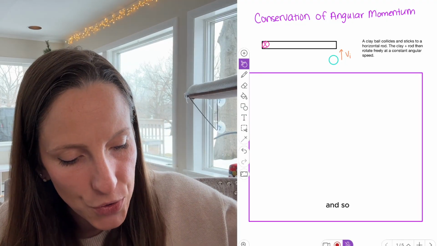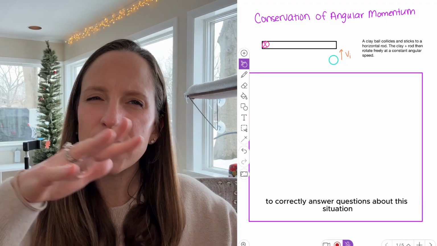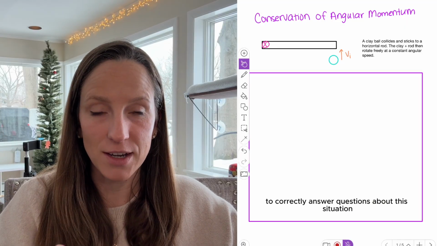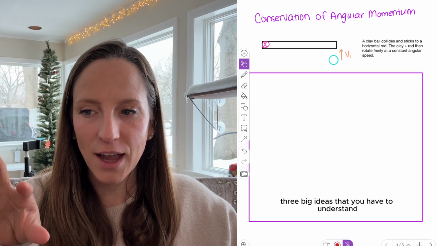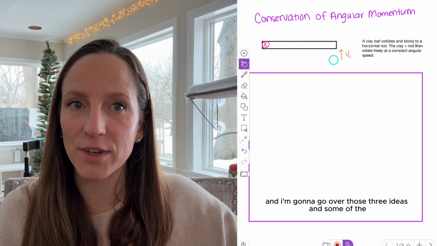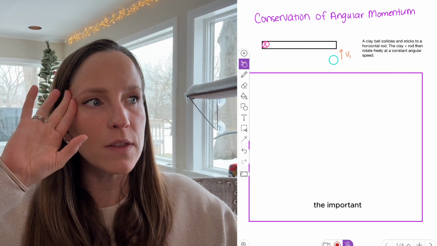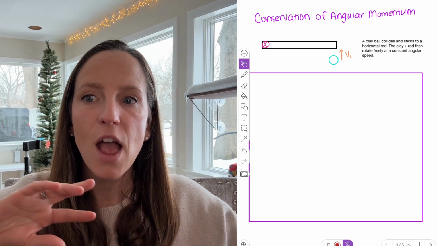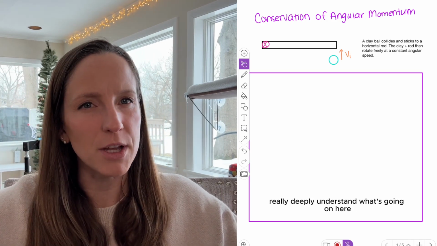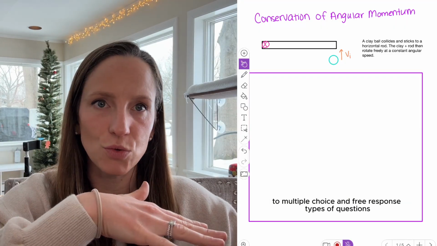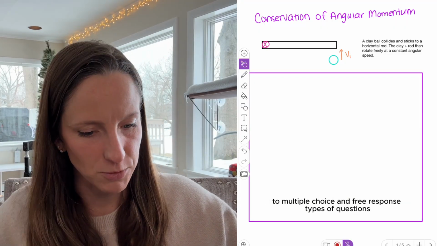And so to correctly answer questions about this situation, there's three big ideas that you have to understand, and I'm going to go over those three ideas and some of the important conceptual and mathematical understandings that you need to have to really deeply understand what's going on here, and then transfer that understanding to multiple choice and free response types of questions.